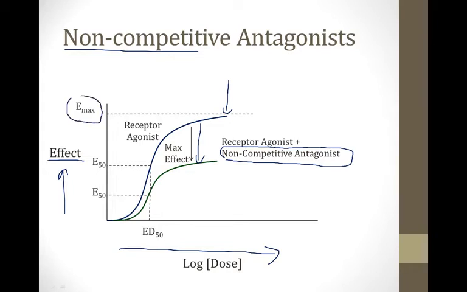Now notice that the point on the y-axis where you achieve the E50 falls, okay, it's going to be lower for the green curve than the blue curve, but don't let that confuse you. The dose associated with the 50% effect on both curves is the same. This is the point right here for the blue curve, and this is the point right here for the green curve, and if you follow them down to the x-axis, they are unchanged. So adding a non-competitive antagonist does not change the effective dose to achieve 50%, but it does lower the maximum effect.